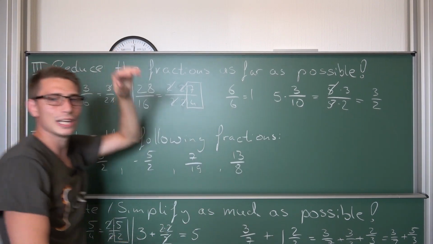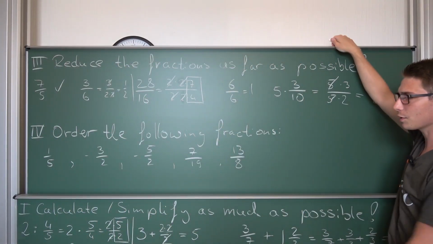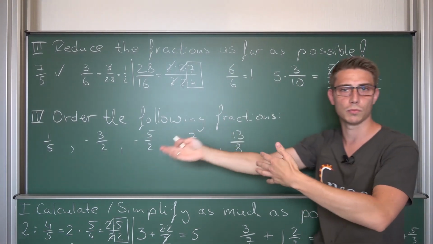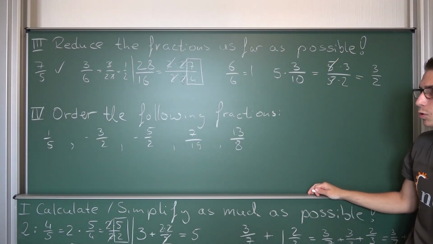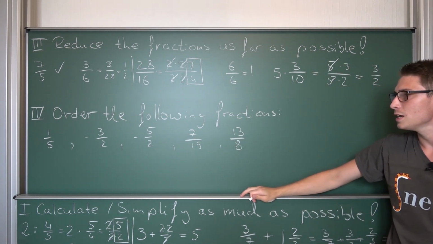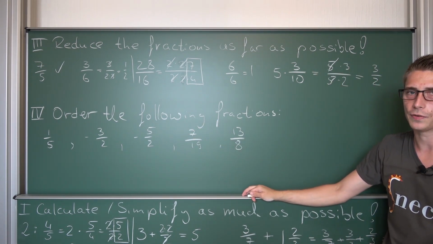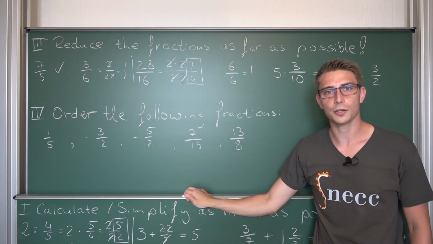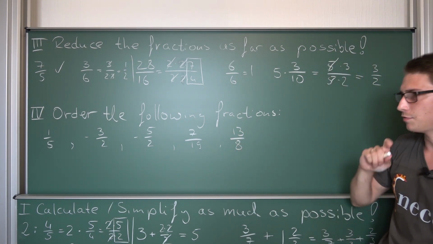Now let us go for the last exercise. Order the following fractions from biggest to smallest, smallest to biggest, whatsoever. 1/5, -3/2, -5/2, 7/19, and 13/8. And that's actually not too hard, but we are going to talk about everything here.